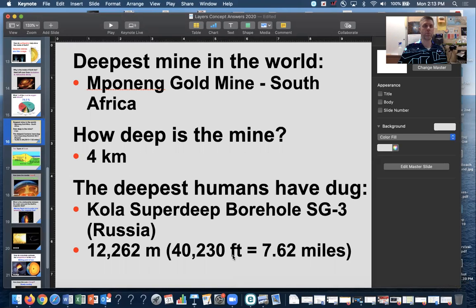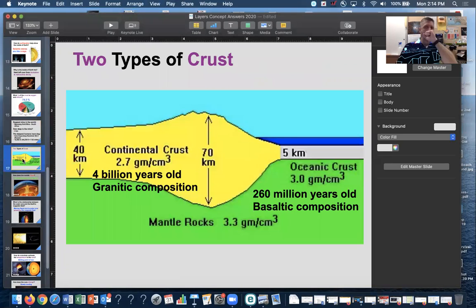Okay, the next one is that table at the bottom of the page. So different types of crust, and then average thickness, average density, average age, and then the rock composition. So this one, I didn't really put the averages on there, because depending on where you find your information, the numbers might be a little bit different.